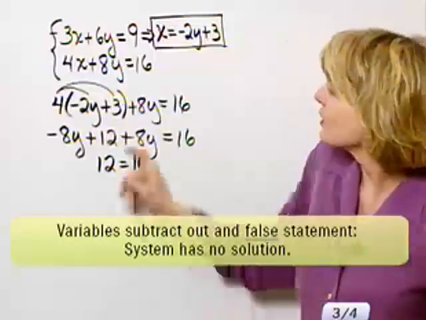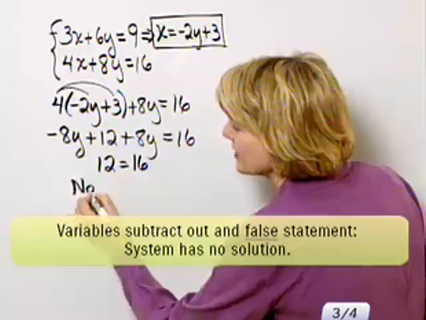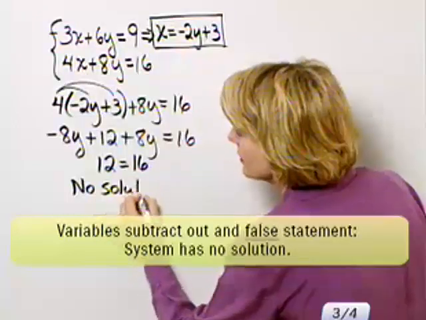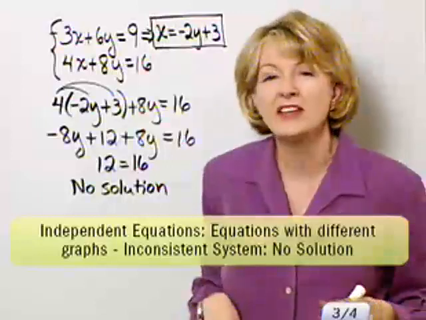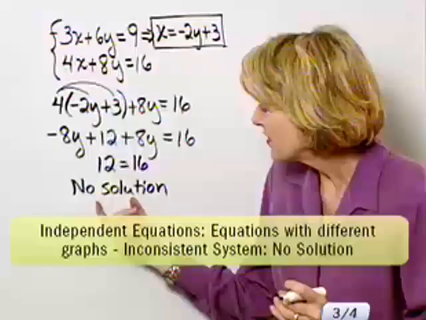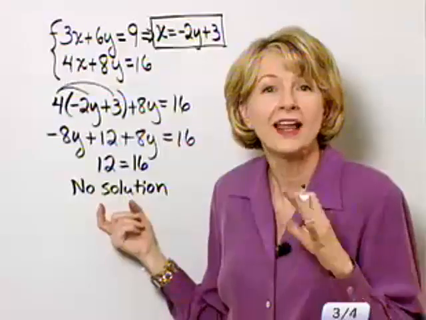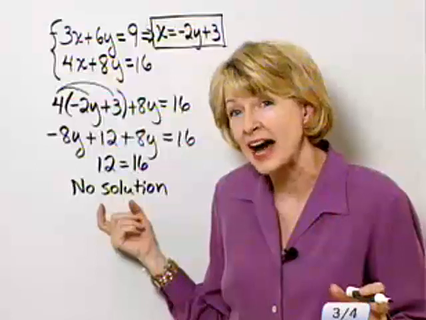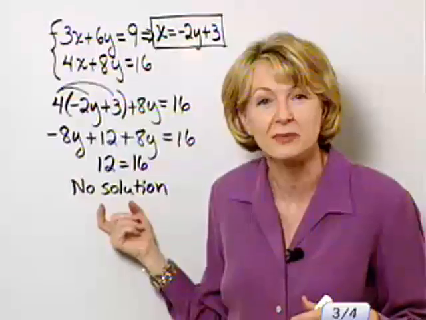Not unlike here, it does mean that this system has no solution. These are independent equations, but this is an inconsistent system. Thinking about the graphs, how can two lines then end up not intersecting? Because if they did intersect, we'd have a solution to the system.